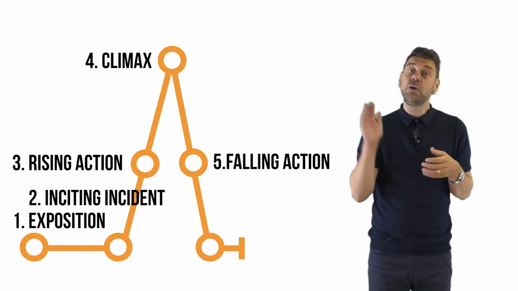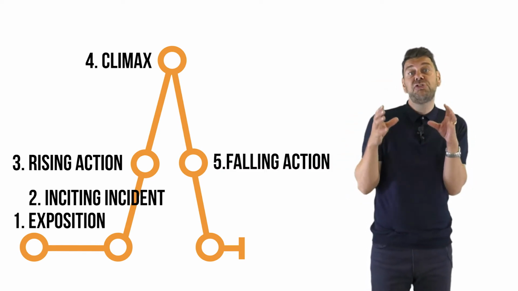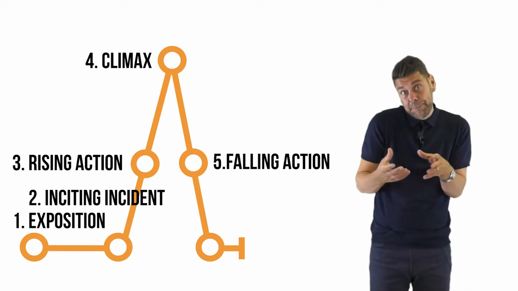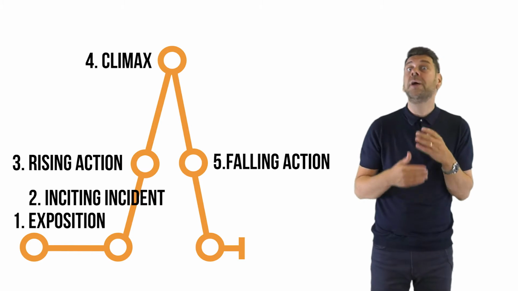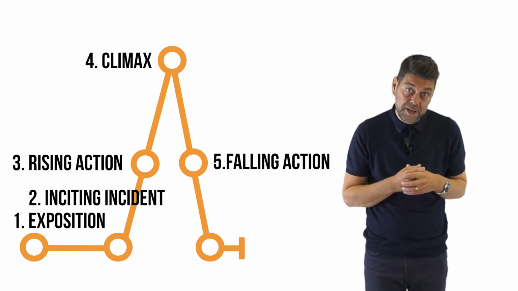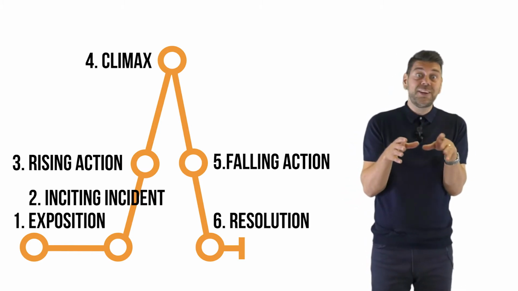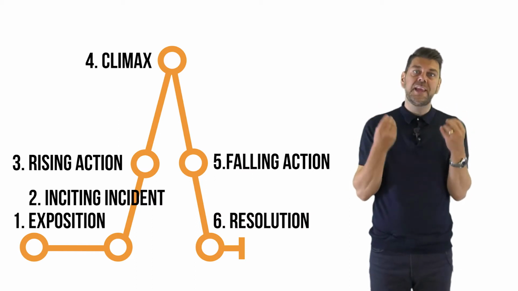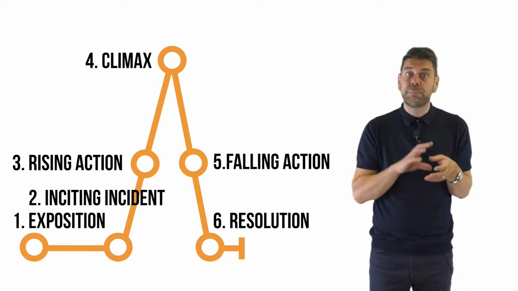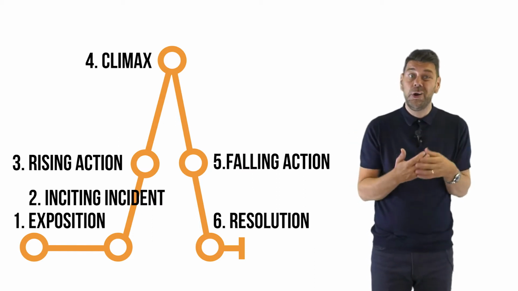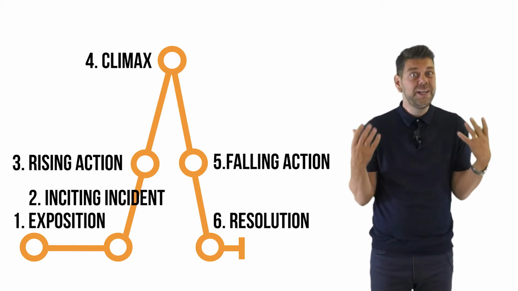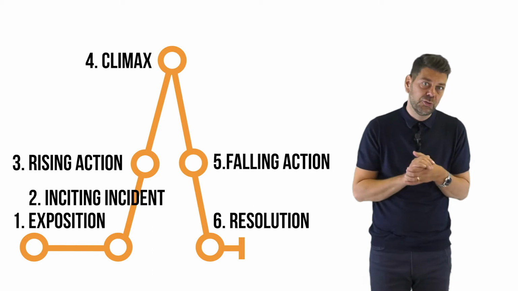Stage 5. We call this falling action. It's a summary of events that happen as a result of the climax. And we know at this point the story is coming to an end. Stage 6 is our resolution. This is where the character solves the main problem or conflict, or someone solves it for him or her. At that point in the story, Neo knows he is the chosen one.